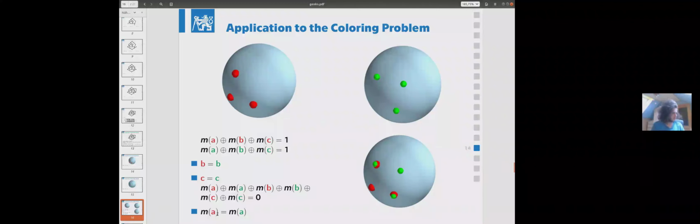Similarly, this is 0, and we arrive at the red A, which is this, and green A, which is this, are equal in every coloring. And they are not orthogonal here. These three vectors are not orthogonal.